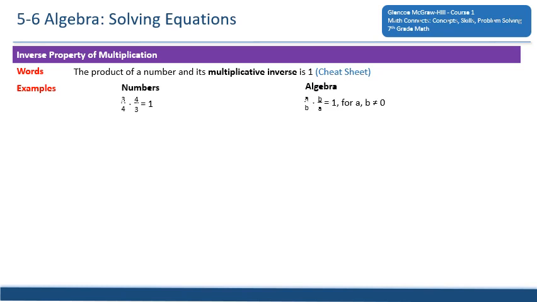So in algebra, A/B times B over A equals 1, as long as A and B are not equal to 0. You can't have a 0 in the denominator. It's undefined.